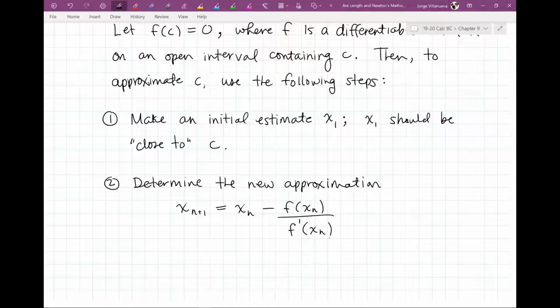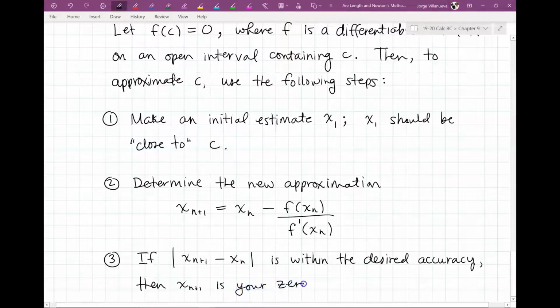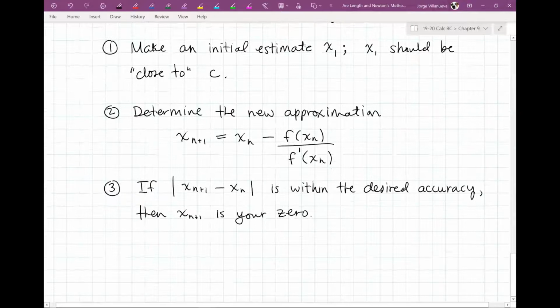Now, to check to see if you're correct, you're going to check your accuracy. So if the absolute value of x sub n plus 1 minus x sub n is within the desired accuracy, then x sub n plus 1 is your 0. Okay? If not, repeat step 2.